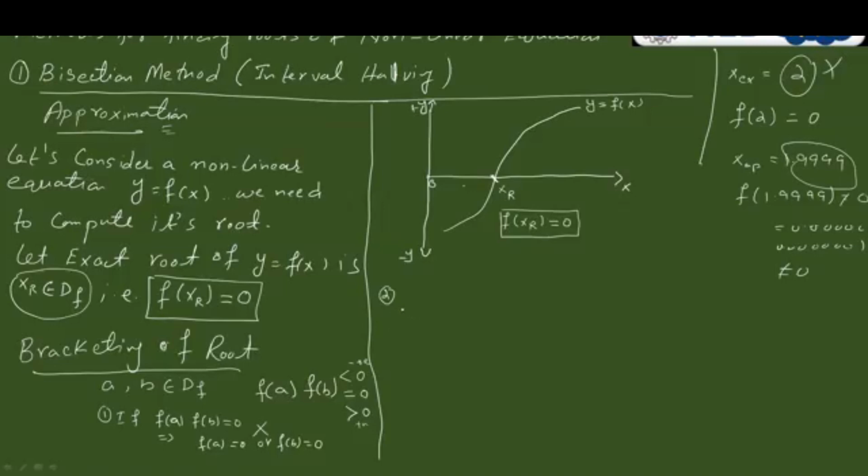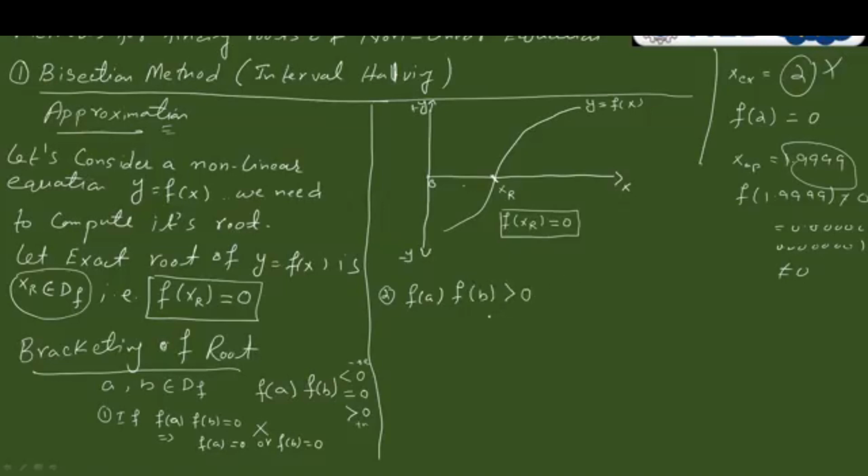Okay, students. In the last lecture, that is 5C, we discussed one part where we say that if this is equal to 0, then either A or B is a root. So we do not need to bother much. But what if f of A times f of B is greater than 0?